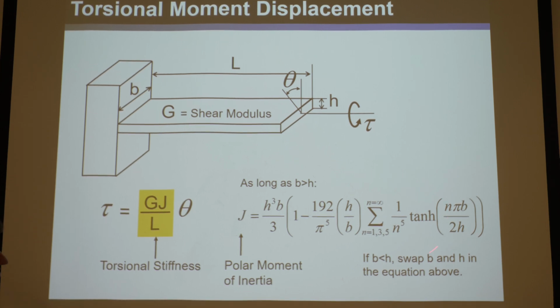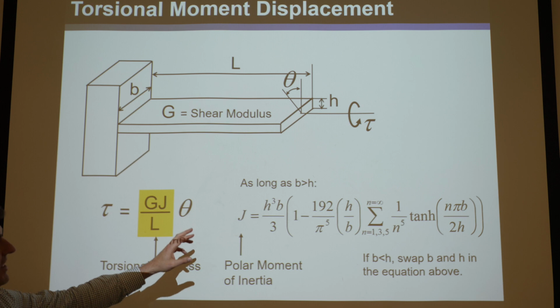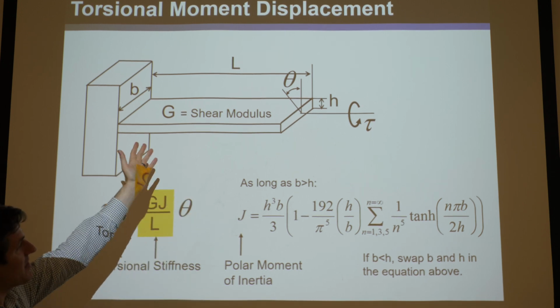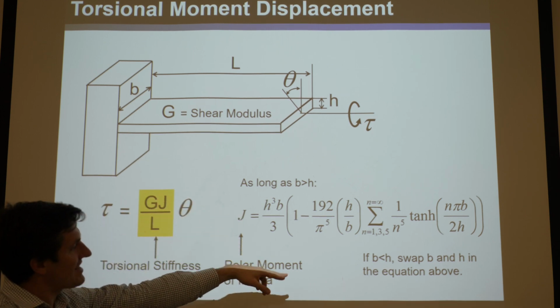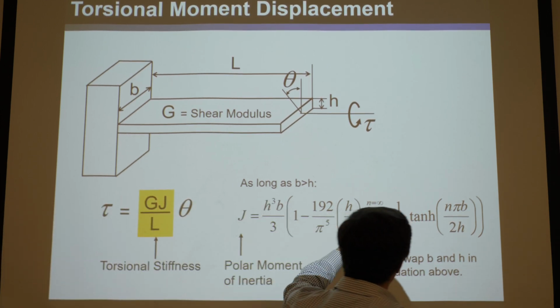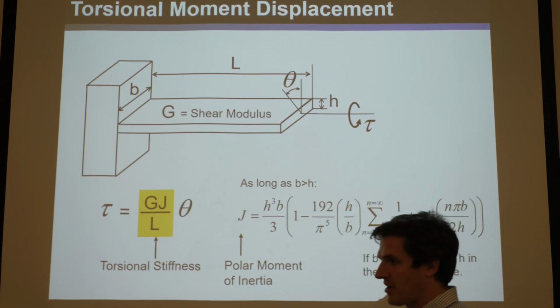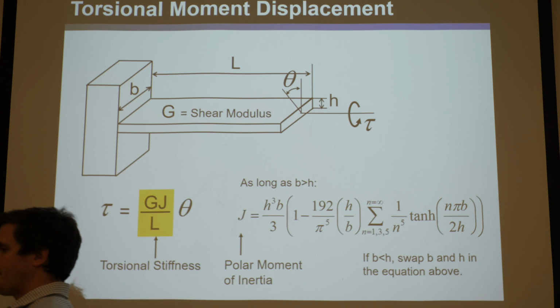But it's important to note that this is only true when B is greater than H, which is usually the case. The width is usually larger than the thickness. But if you have a scenario where you're sweeping the geometry or something, or maybe you've mislabeled it, if B is less than H, then it's the same equation, but you swap H out for B and B out for H in here, okay? And then it will be true.